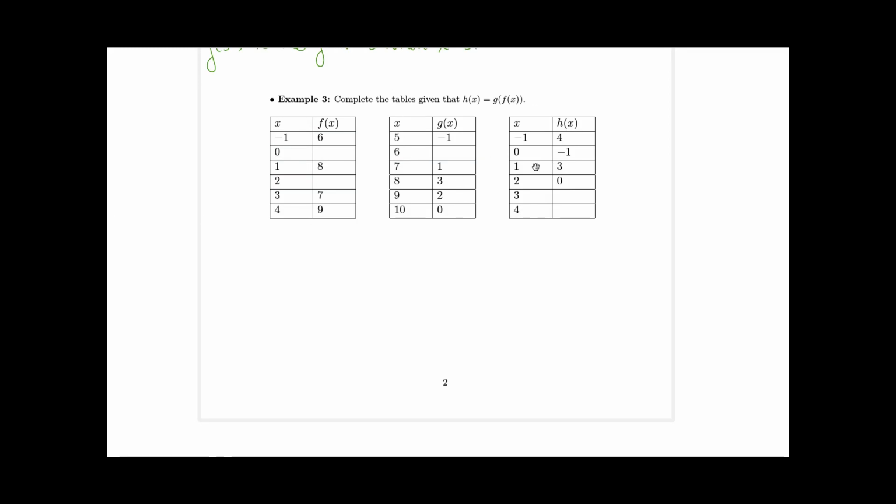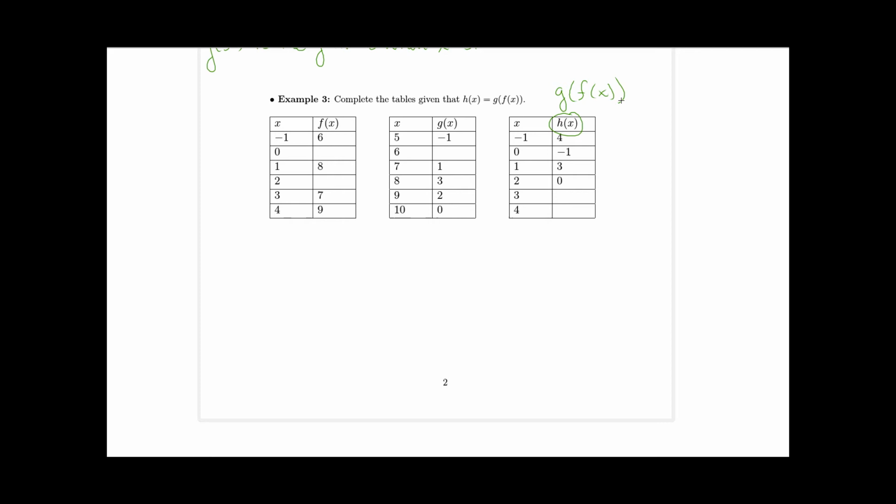So we have 3 different tables. We have f, g, and then we have h, but h is g of f of x. So right above here, let's make that clear. This is g of f of x. And so we want to fill in the blanks.